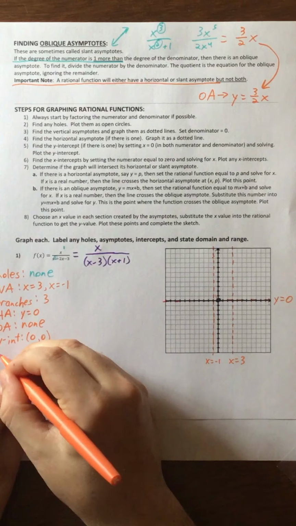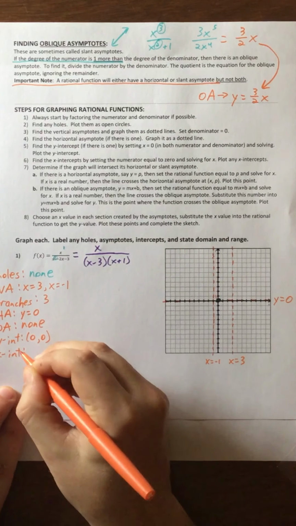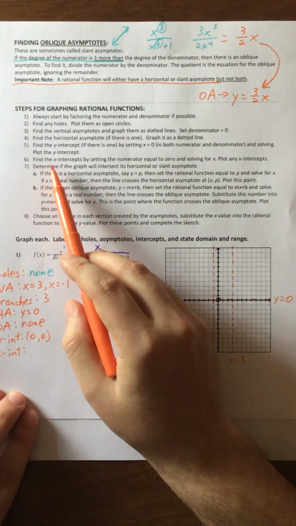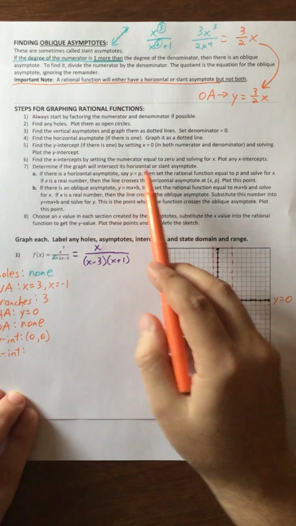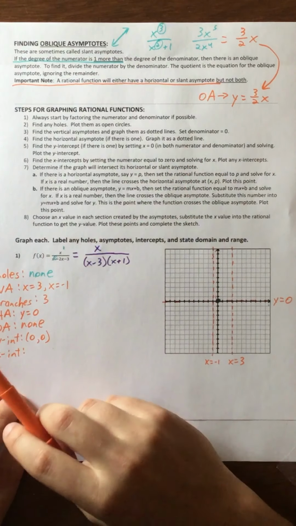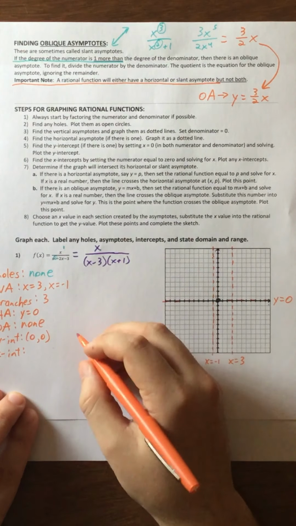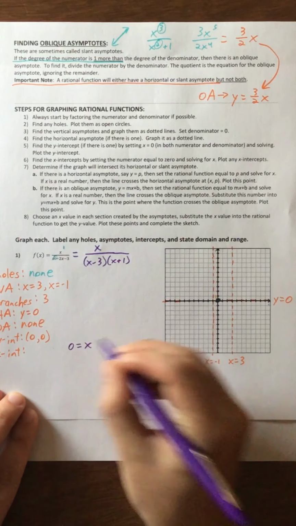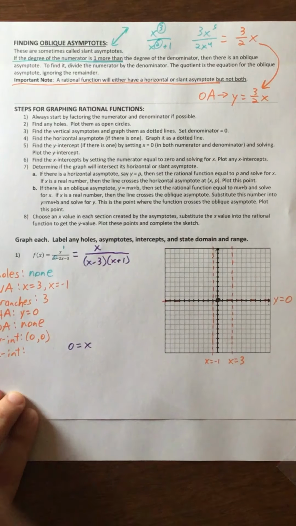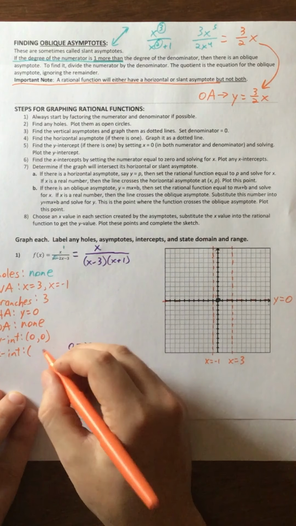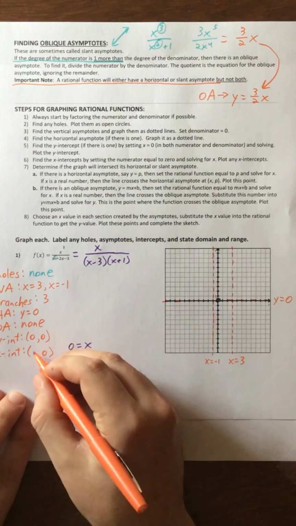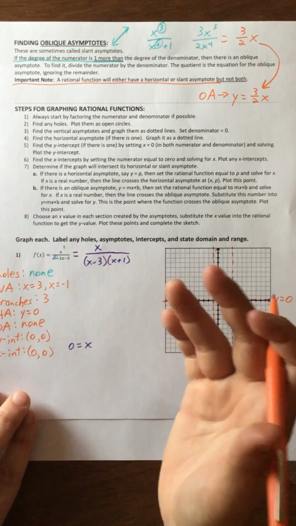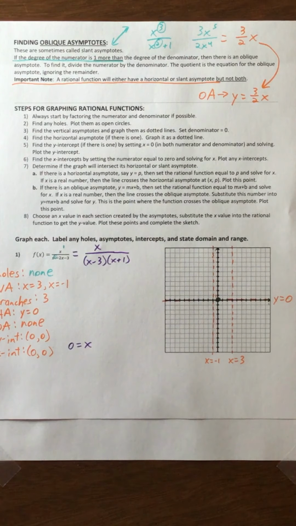Step 6, find the x-intercepts. The way you find the x-intercepts is by setting the numerator equal to 0 and solving for x. So this one's pretty easy because you're just going to do 0 equals x, and obviously that's your final answer. So I'm plugging in 0 for y, I get 0 out for x. So our x-intercept is the y-intercept. There's no others.